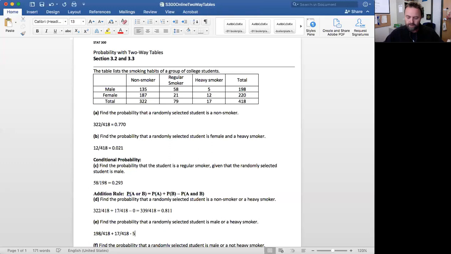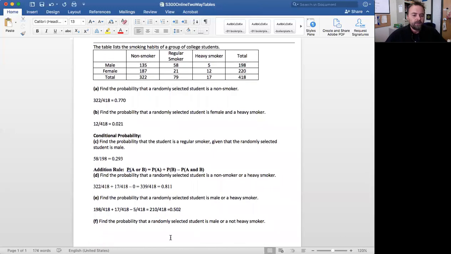So it's going to be 5 divided by 418 for the overlap. That's the key on those: adding the two categories and then subtracting the overlap. And then now we can just do the calculation. So 198 plus 17 minus 5, that's 210. And then I'll get my little decimal. I'm getting 0.502. Okay, that looks good.